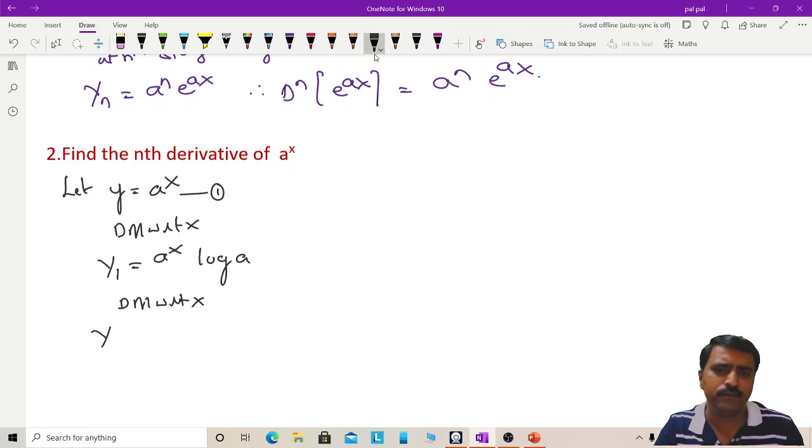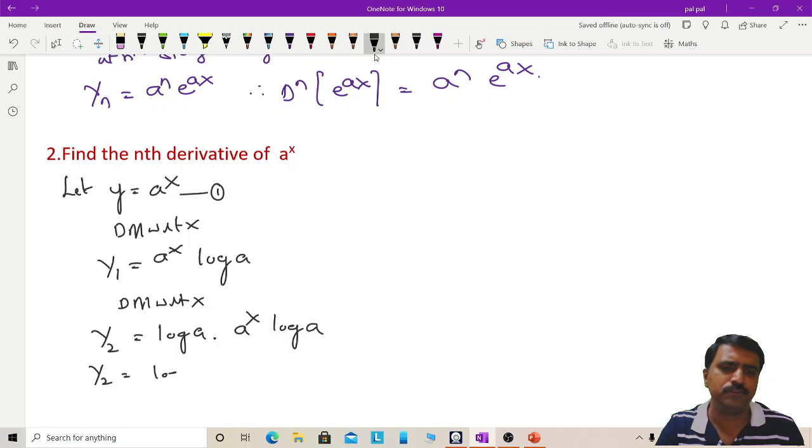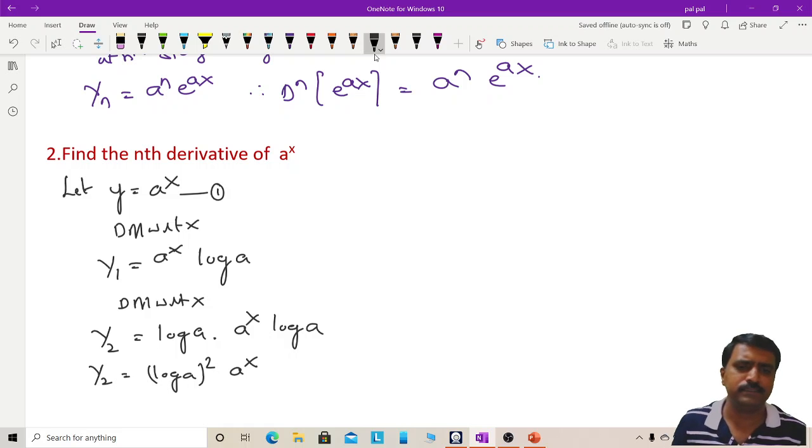Again you differentiate this with respect to x. Differentiation of y1 is y2. Log a is a constant, you keep log a as it is. Differentiation of a to the power of x is a to the power of x into log a again. So that is y2 is equal to log a whole square into a to the power of x.